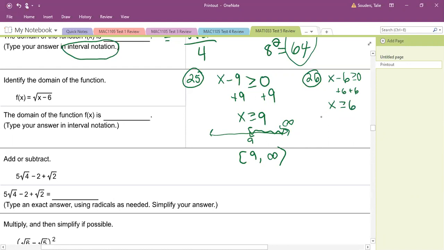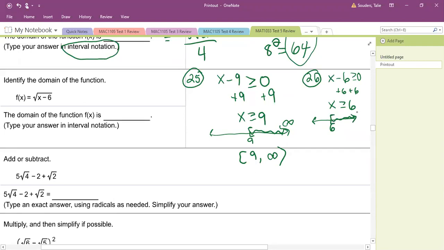Okay, good. We can do that. So what would you put on the number line? You would put 6 in the middle. Mm-hmm. And then you would use the bracket because it's included. Mm-hmm. And then you would go to the right because x is greater than 6.